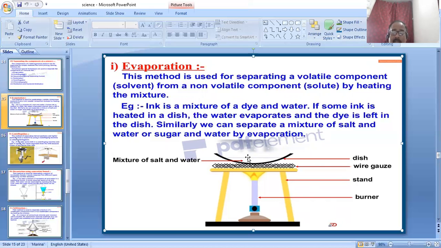So this is the first method of separating the components of a mixture. And in the next video we will discuss some other types of methods.